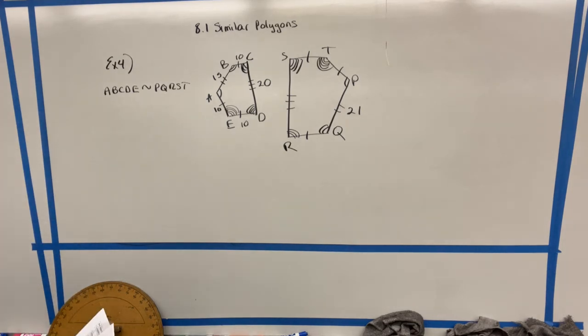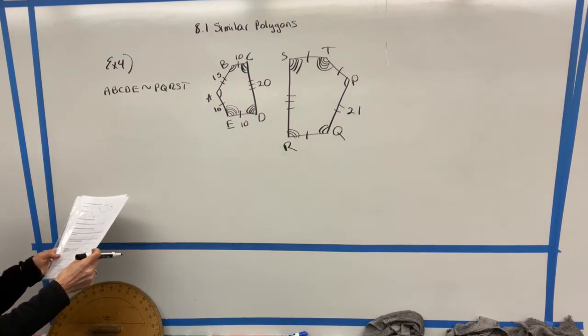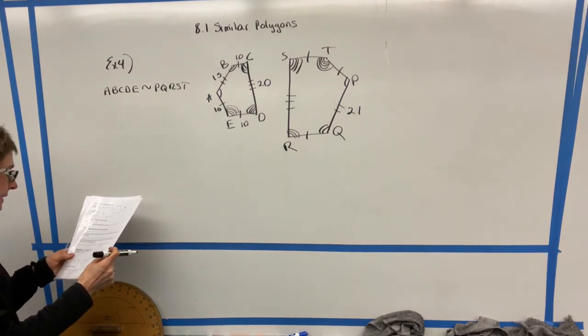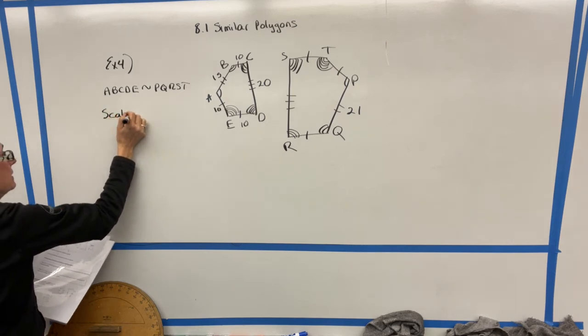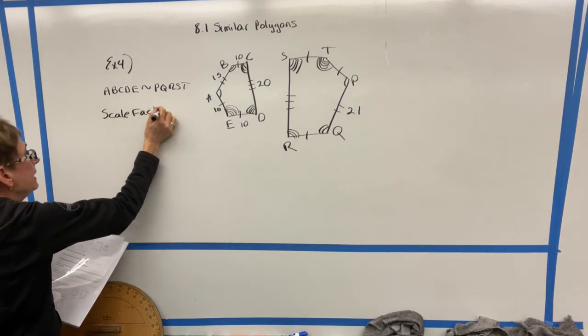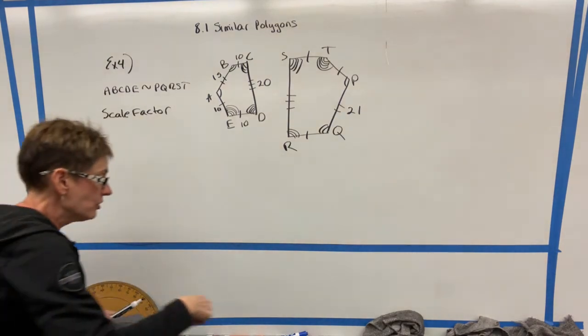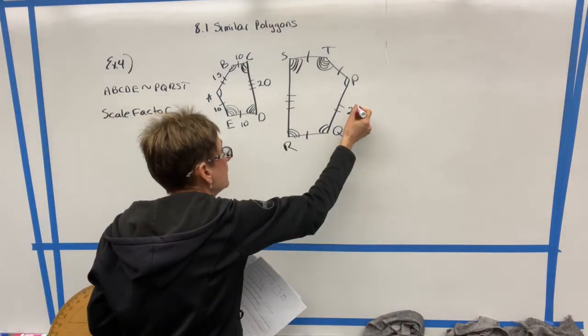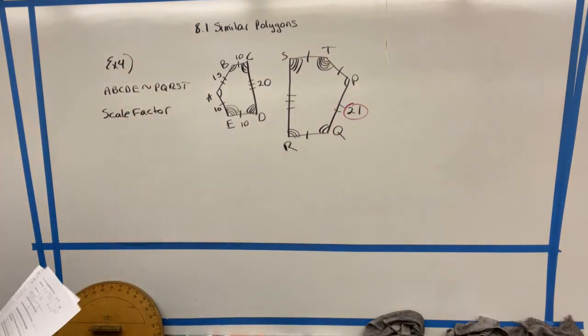The first thing says, find the scale factor of ABCDE to PQRST. Scale factor, again, just means side divided by side. So we need to find 2 corresponding sides. Notice that we only have one number over here. So we want to find the side that corresponds to that on our other shape.